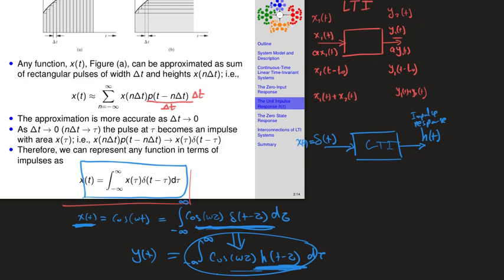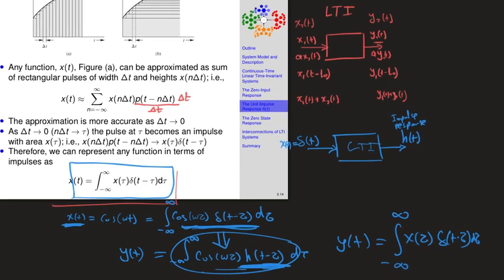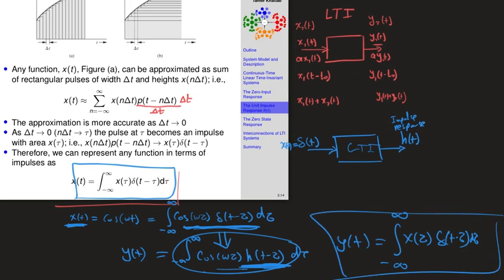Okay. And we call this expression, which I wrote here as an example, but the general expression is y of t is equal to the integral from minus infinity to infinity of whatever your input is, multiplied by delta of t minus tau. We call this the convolution integration. It's a way to calculate the output of a linear time invariant system for any given input by knowing only the impulse response of the system, which, sorry, is h of t, not delta.